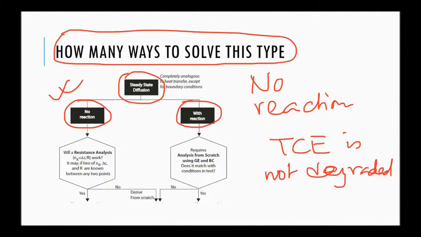So how many ways to solve this type of problem? You notice there are really two ways that we have done to solve this kind of problem. Either a resistance analysis will work, or if the resistance analysis doesn't work, then we derive things from scratch. Those are the two types of ways to solve this kind of a problem.